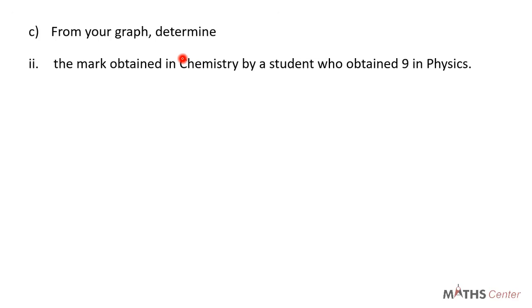The last part of the question says that we should determine the mark obtained in chemistry by a student who obtained 9 in physics. It says we should use the graph to determine the mark obtained in chemistry by a student who obtained 9 in physics.